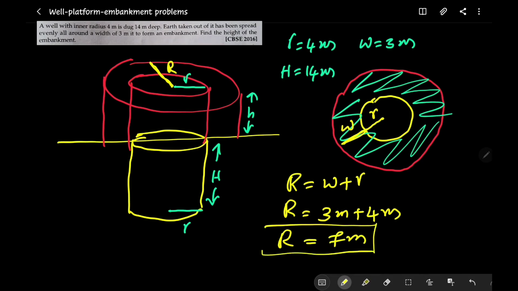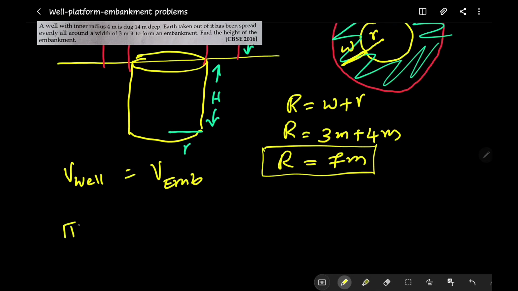Now we have all the weapons to find out the height of the embankment from the known formulae. Here also the volume conversion has clearly happened. Whatever earth is taken out of this well is used for making this embankment. That means the volume of the well is equal to the volume of the embankment. The well is in the shape of a cylinder, so we have to apply the volume of cylinder formula, which I can take as pi r square H equals to. The embankment is in the shape of a hollow cylinder, so I have to apply the hollow cylinder volume formula, pi h into R square minus r square.